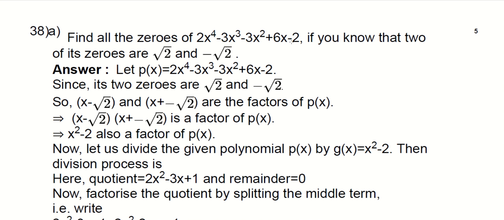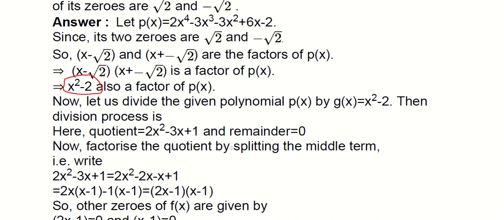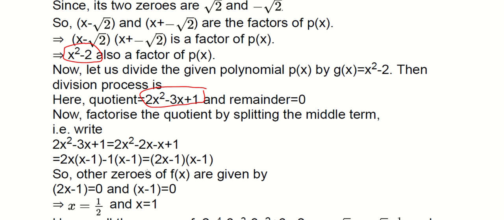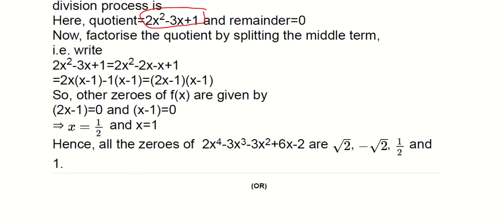Find all zeros of this polynomial. Two zeros are given. So x equals root 2, x equals minus root 2. That means x minus root 2, x plus root 2. Then multiply: this means x squared minus 2. After finding x squared minus 2, you just do long division. Then that quotient comes. Then you factorize this quotient again: 2x minus 1, x minus 1 are coming. Then x equals 1 by 2, x equals 1. So the zeros of the polynomial are 1 by 2, 1, and root 2, minus root 2.